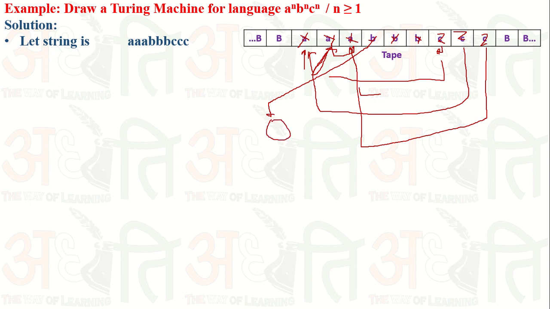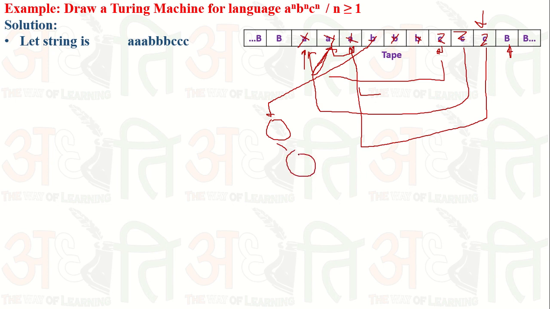At that next state, we simply pass all y and all z. After passing all y and all z, we reach over here and we are looking for b. So if we find the b after passing all y and all z, we get the final state.